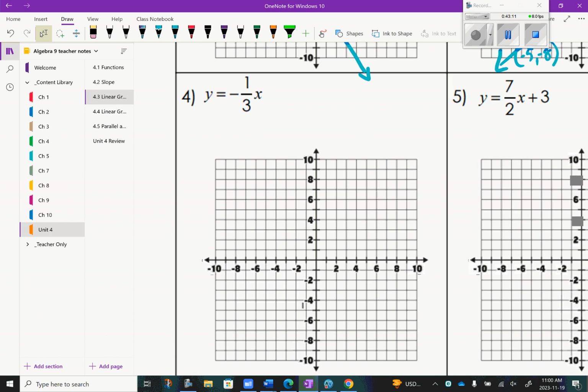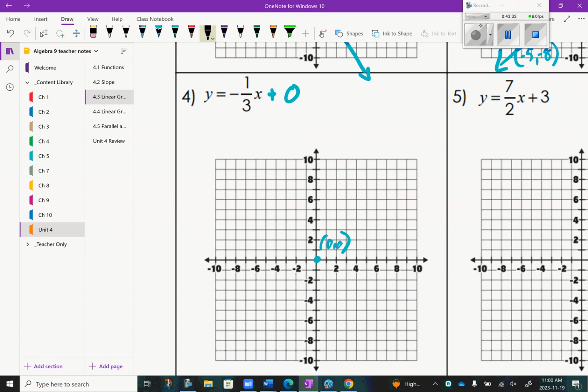For number 4, we have y is equal to negative 1/3 x. It looks like it's missing something, doesn't it? If there's no number there, it's implied to be 0, which means this line goes through the origin. It goes to the point 0, 0.